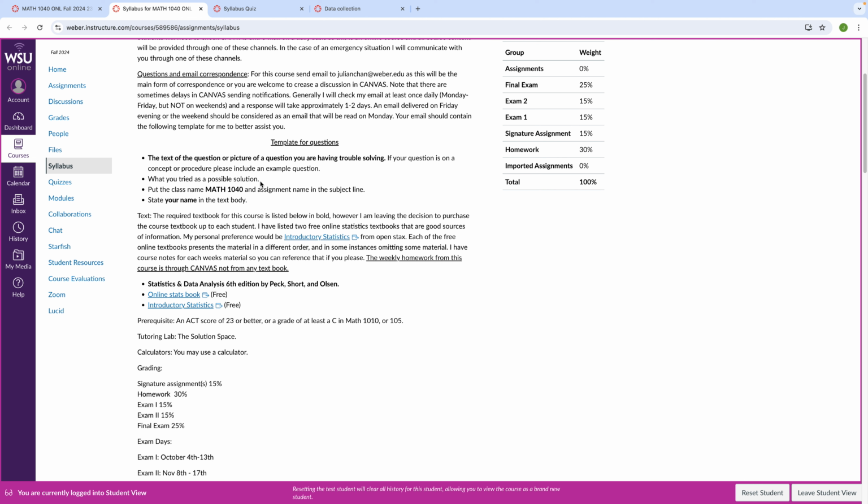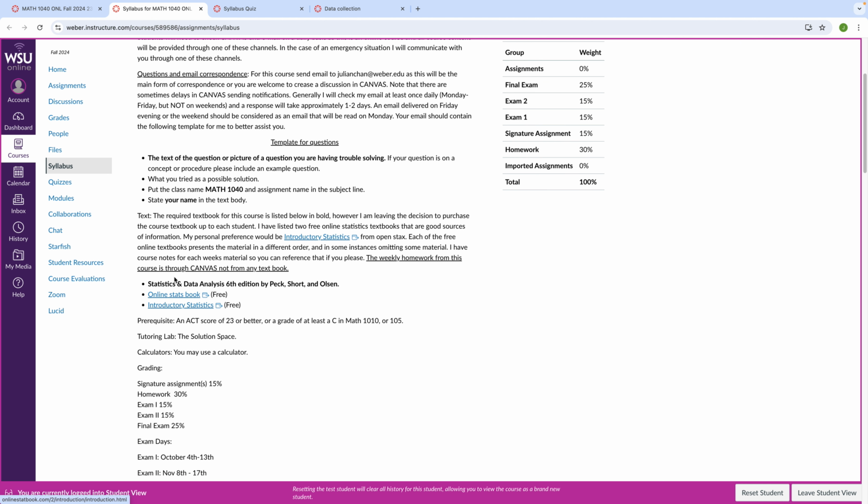What you tried as a possible solution can be helpful, but of most importance is the screenshot of what you're having difficulty with, so I know exactly what to reference. Okay, and what you tried as a possible solution, this doesn't have to be a worked out thing. It could be a general description. It could be stating that you're confused and this is what you did. And you listened to the lectures and you think it has to do with X, Y, and Z in the lectures or in the slides.